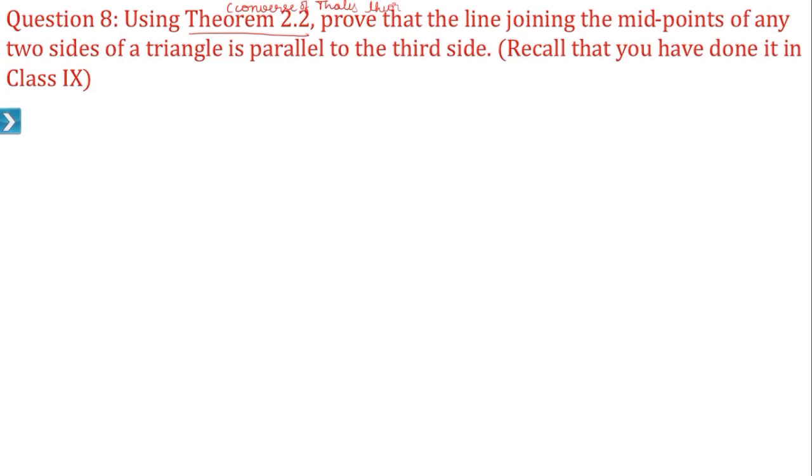Theorem 2.2 in your textbook is converse of Thales theorem. So, by using converse of Thales theorem, you have to prove that line joining the midpoints of any two sides of a triangle is parallel to the third side. Recall that you have done it in class 9th. This is midpoint theorem. You proved it in 9th standard.